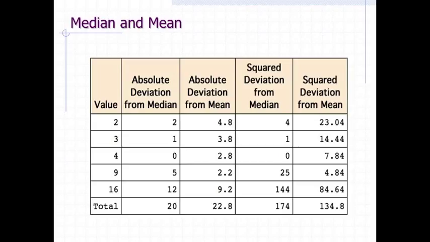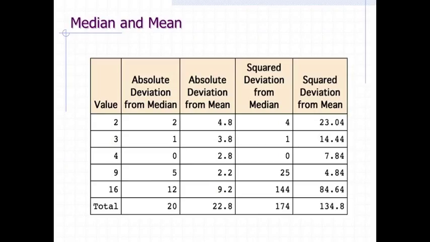Here we compare the mean and the median for this small set of data. The median is 4 and the mean is 6.8. Looking at the first row, the absolute difference between the value 2 and the median of 4 is 2. The absolute difference between 2 and the mean of 6.8 is 4.8. Squaring these values, we find that the squared deviation from the median is 4, and the squared deviation from the mean is 23.04.